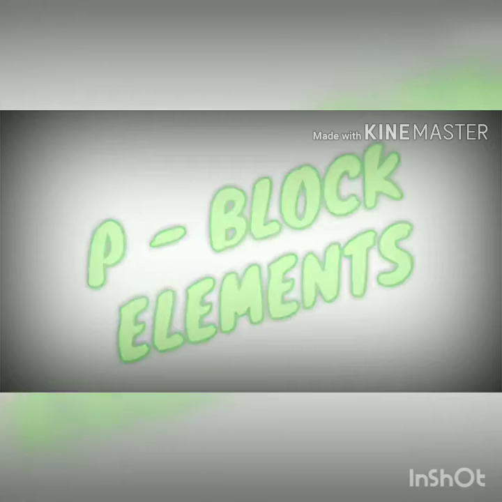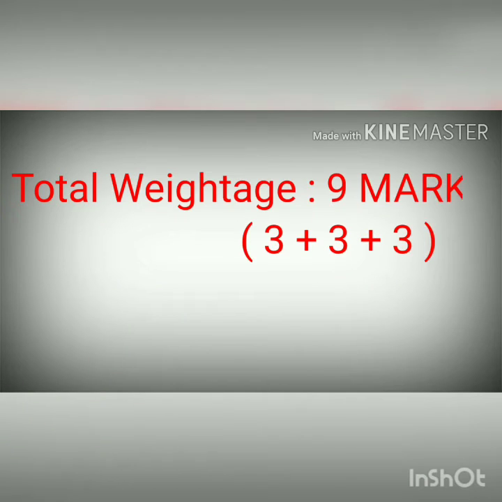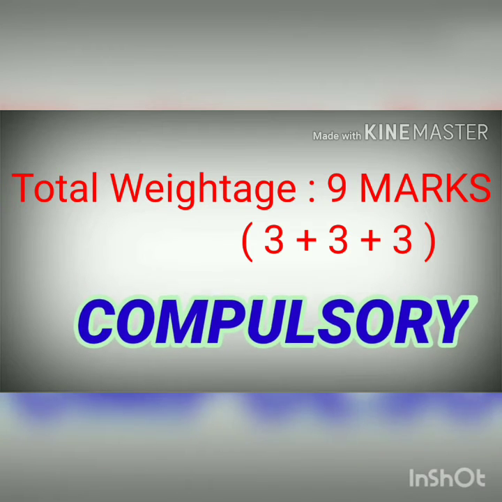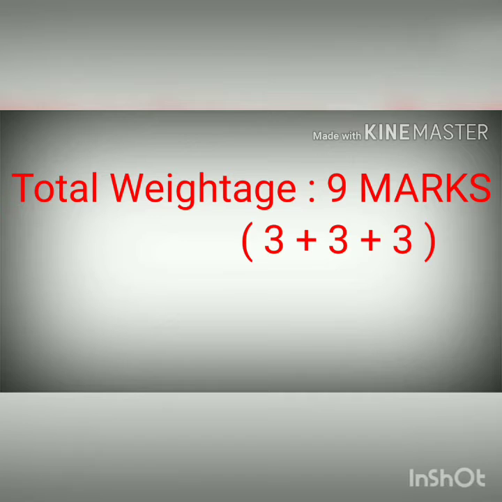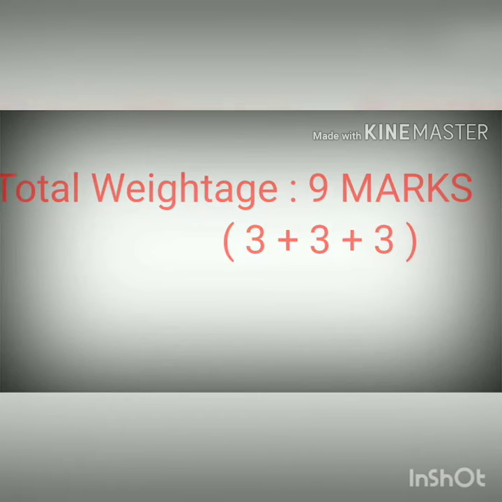Hi guys, let's get started. The total weightage of this chapter is 9 marks. How is it allotted? It's 3 plus 3 plus 3, so you have continuous 3 markers, and one 3 marker is a compulsory question. You'll see what it is at the end of the video, so please do watch. Otherwise, this can be divided into other 2 or 3 markers. It can be 1 plus 1 plus 1, or it can be 1 plus 2. And one we have is a compulsory 3 marker.